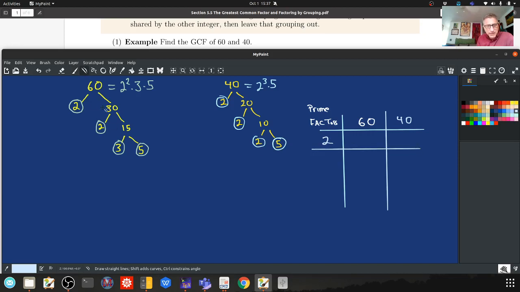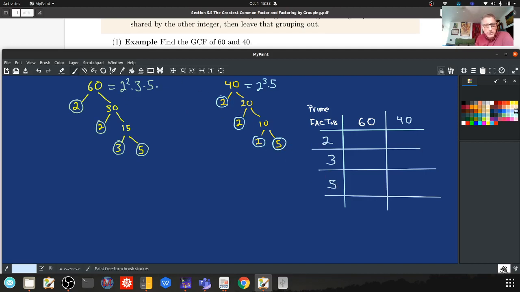All of this is taken from 60. A distinct prime factor of 3. And a distinct prime factor of 5. All of those were just taken from 60. Now I look over here, and do I get any new prime factors? Well, I already have 2 in my list, and I already have 5 in my list. So I have all of the prime factors that appear in the factorization of both of my numbers.